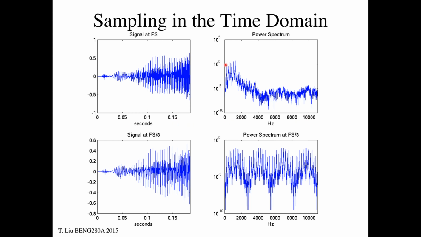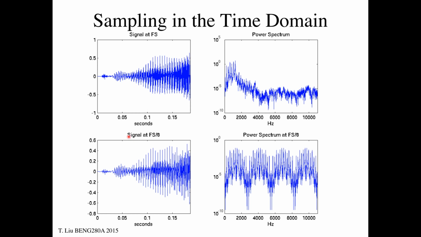Note that this power is usually plotted on a log scale. So these values here are close to 1, and these values down here are close to 1/1,000,000th of that. So there's a large dynamic range of values here.